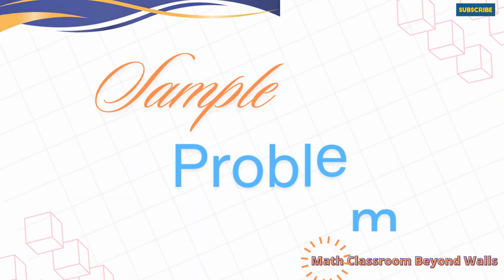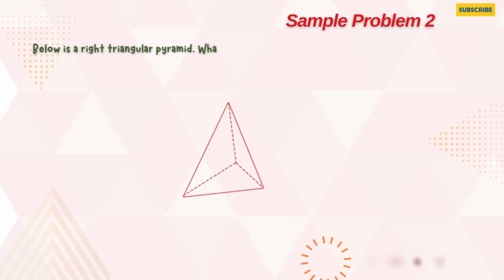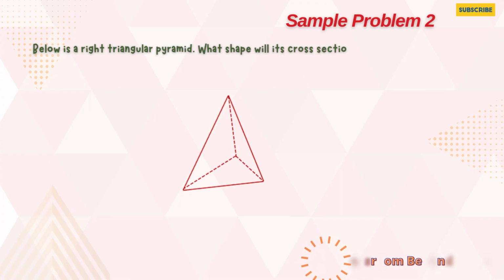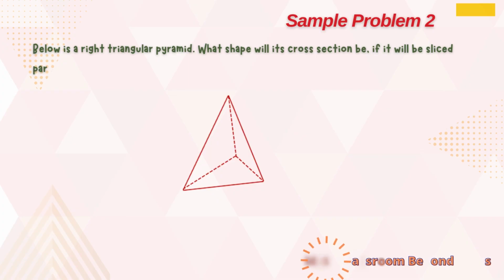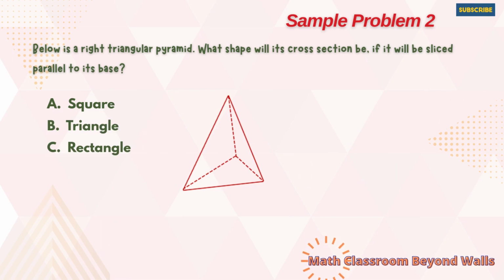Let us now have this simple problem. Here's the problem. Below is a right triangular pyramid. What shape will its cross-section be if it will be sliced parallel to its base? Option A, square. Option B, triangle. Option C, rectangle. Option D, pentagon.